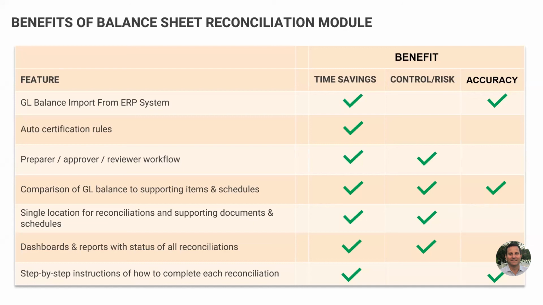The workflow feature lets users know what they're responsible for, and the system keeps an audit trail of their signoffs. The system verifies that supporting items and GL balances are the same or within a specific tolerance that you set. You get a single location for storing recs and supporting documents, so you'll spend less time gathering them for an audit or management request. Dashboards and reports show which recs are completed and which still need to be done.